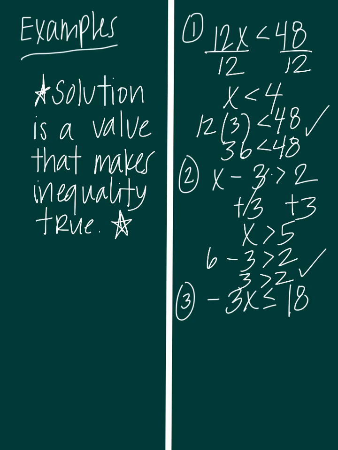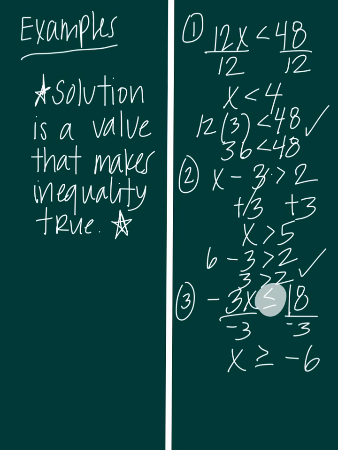Alright, number 3. -3 times x is less than or equal to 18. Okay, so we'll divide both sides by -3. Because the number that I'm dividing by on both sides is negative, I have to flip the sign. Again, anytime that you multiply or divide by a negative number, we flip the inequality symbol. So we get x is greater than or equal to, see, that's what I mean by flip it. X is greater than or equal to -6.